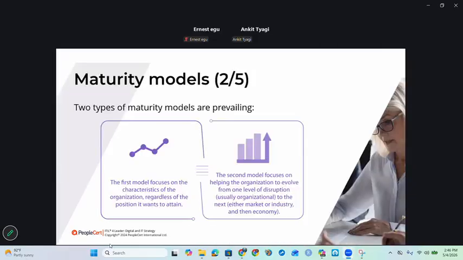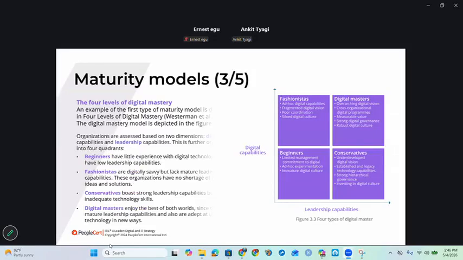There are two types of maturity models that are prevailing. The first model focuses on characteristics of the organization, regardless of the position it wants to attain. Well, of course, we are not looking at some kind of position that we want to achieve, but we are building the characteristics within the organization itself. The second model focuses on helping the organization to evolve from one level of disruption, usually organizational, to the next, either the market or the industry level, and then the economy level disruption or the ecosystem level disruption. Let's see.